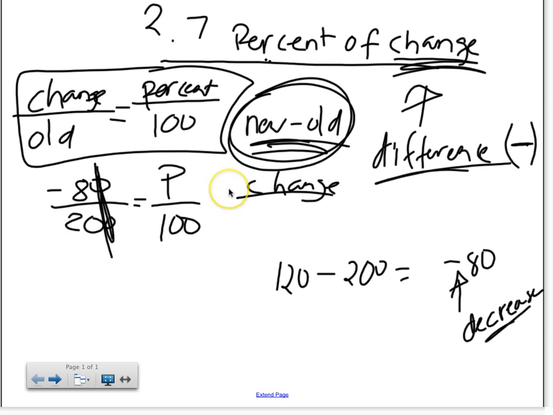If you have 2 zeros on top and 2 zeros on the bottom, I can actually cross out both 2 zeros to make it easier. You don't know that? Now you know. So now it's negative 8 over negative 20 equals P over 100.